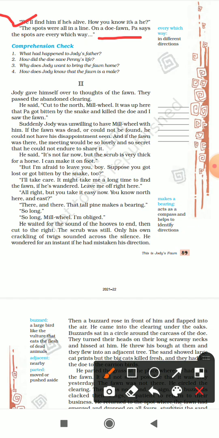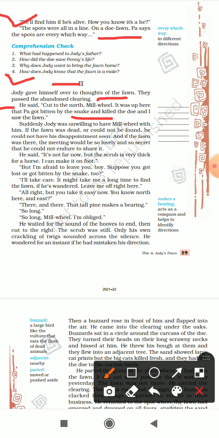Now let's see the second part of this lesson, that is, Jody gave himself over to thoughts of the fawn. They passed the abundant clearing. So in the jungle also Jody was thinking about the fawn only. He said, cut to the north, Millville. It was up here that Pa got bitten by the snake and killed the doe, and I saw the fawn. So Jody has given instructions to Millville to cut to the north, and he told him that it was the place where his pa got bitten by the snake, where his father killed the doe, and where Jody saw the fawn.